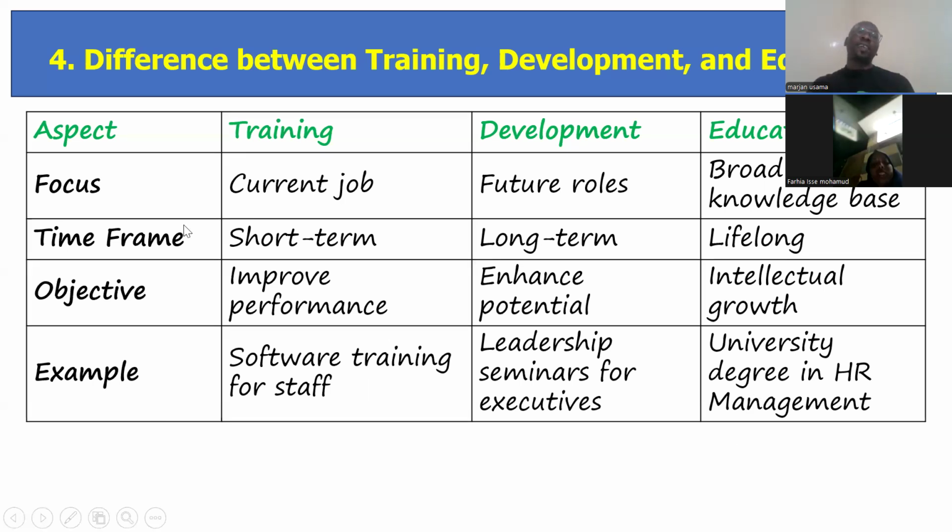So for example, the example of training, when we are training, software training in an organization. Then development, for example, seminars. Then the examples of education, what is the example? University degree. So if you go for a degree, and for example, if you graduate with your master's, that is an example of what? Graduation.